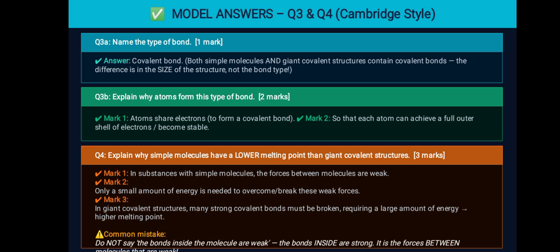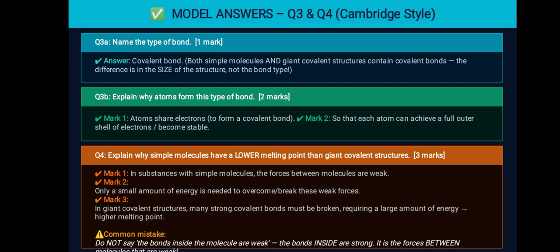For question number 3b: explain why atoms form covalent bonds. Atoms share electrons so that each atom can achieve a full outer shell of electrons and become stable. You have to write both of these things to earn your full marks. If you just say atoms share electrons, without explaining why, you would only get 1 mark. So always include the reason with your answer as well.